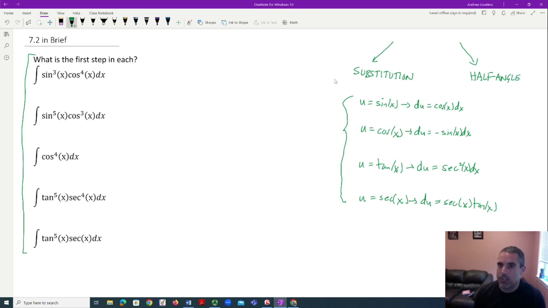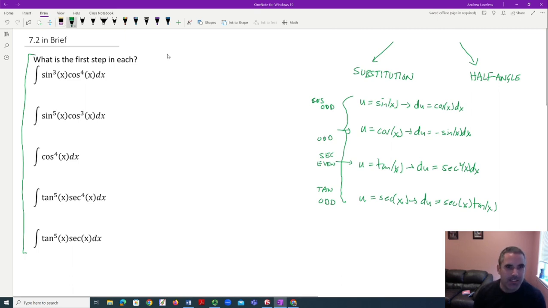Basically this is what we did. We do these for any time. We did this one anytime secant was even, and I have this summarized in the handout I gave in class. We did this whenever tangent was odd and there was at least one secant. We did this whenever cosine was odd. We did this whenever sine was odd. Sorry, this one's when cosine is odd, and this one when sine is odd.